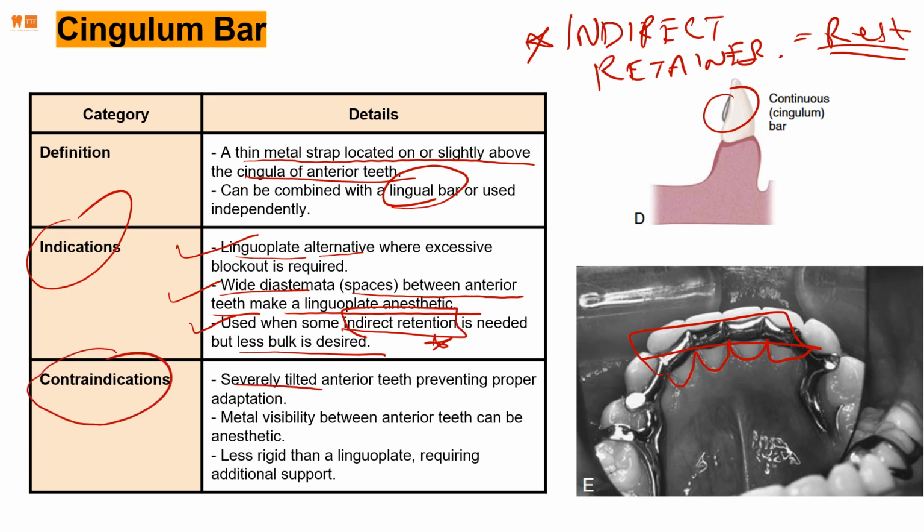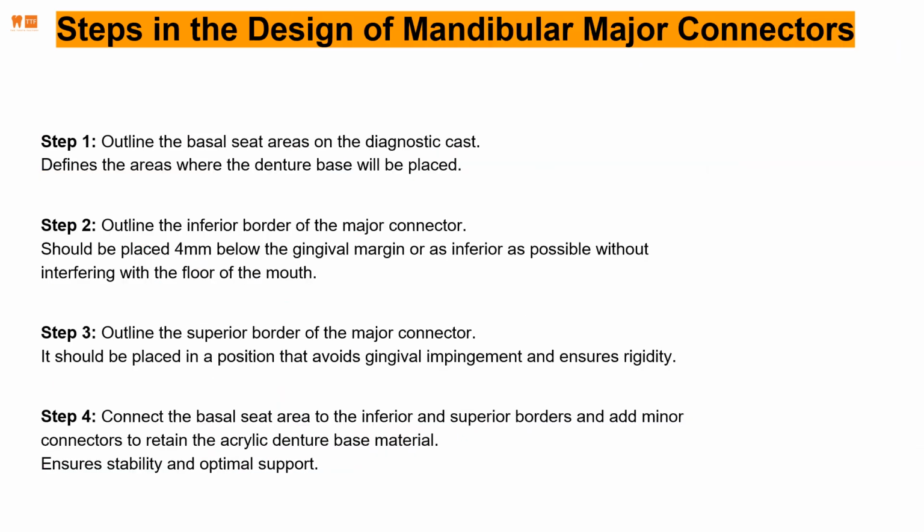Contraindications: severely tilted anterior teeth preventing proper adaptation. Anterior tilt seems to be a contraindication for a lot of major connectors. Metal visibility between anterior teeth can be unaesthetic, and of course it's less rigid than a lingual plate, requiring additional support. It's less rigid. So then, whenever we're designing a mandibular major connector, what are some steps that we should follow?